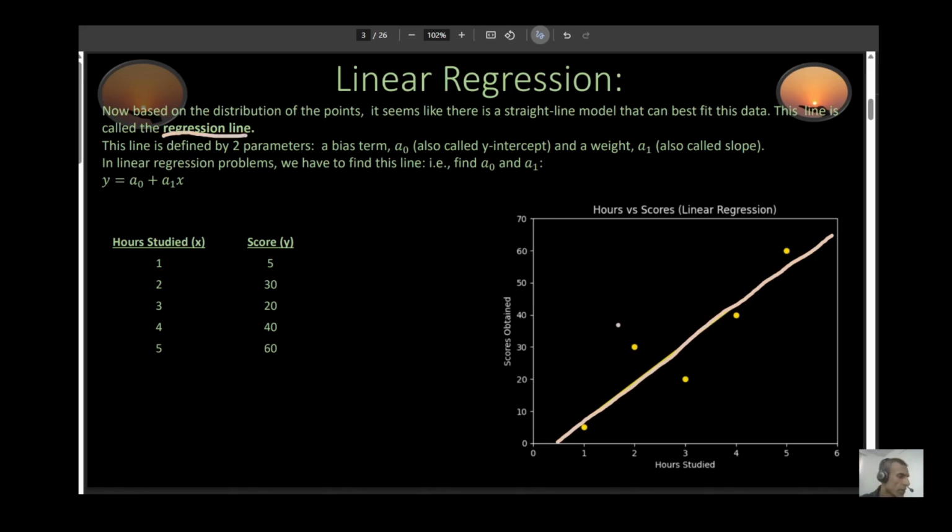Now, if you remember from your high school math, a regression line, or any line as a matter of fact, is described by two terms. There's A0 and then there's A1. In high school, we used to call A0 the y-intercept and A1 the slope. In machine learning, we call A0 the bias term and A1 the weight. So in a regression problem, we have to find this line. In other words, you have to find this A0 and A1.